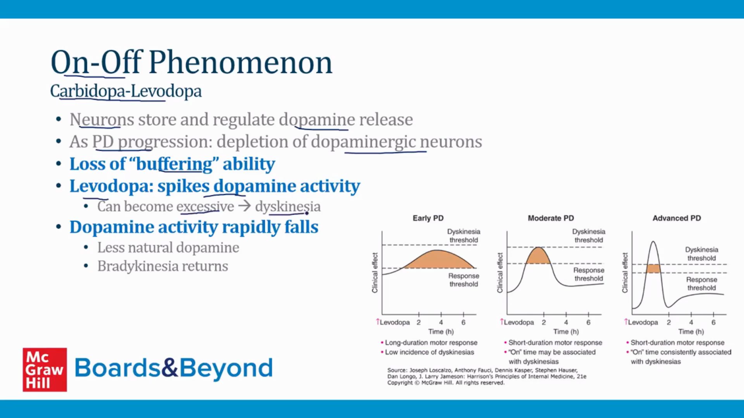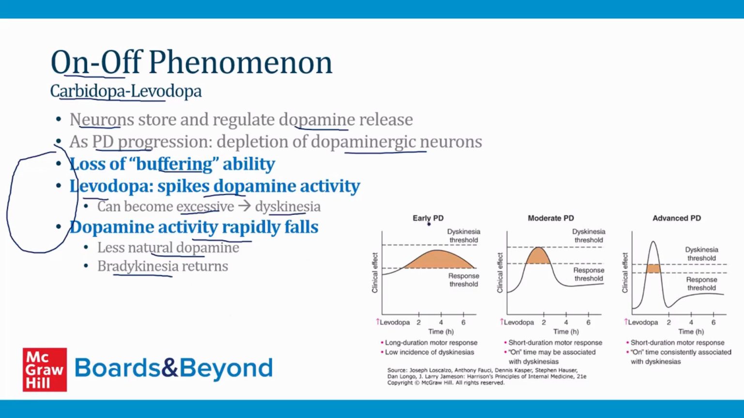But then beyond this, without some buffering from healthy neurons, the dopamine activity rapidly falls a few hours after a dose of levodopa. Basically, there's less natural dopamine around, less storage of any dopamine made from the levodopa drug, and as a result, when the dopamine levels drop, bradykinesia returns. And so this is called the on-off phenomena, and it's what happens when patients take carbidopa-levodopa for many, many years. Their Parkinson's disease progresses, and they start to develop this on-off phenomenon.